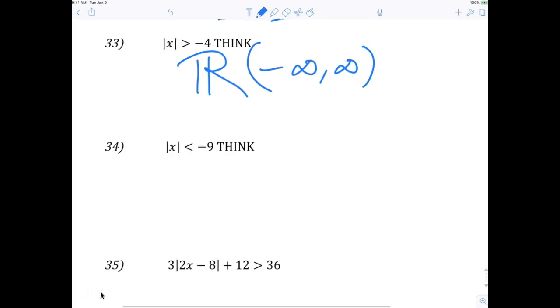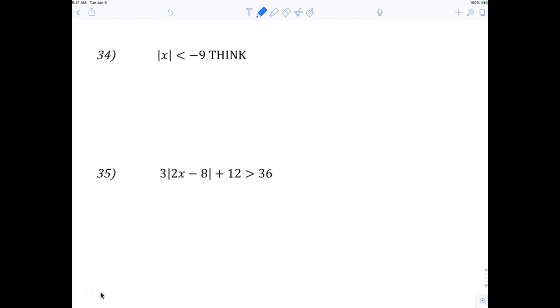Here we go. Number 34. Now we're talking about absolute value less than a negative. When is that true? Never. Your absolute value is never less than a negative. Any questions?